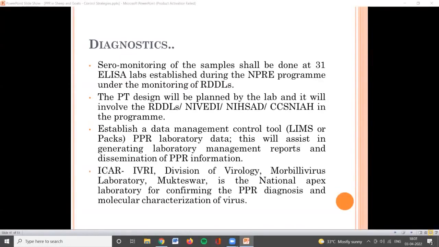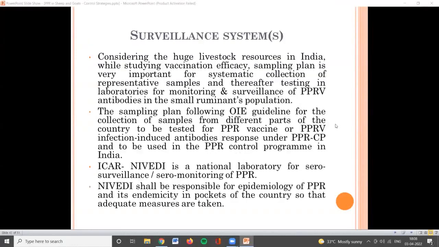Sero monitoring is going on at 31 ELISA labs established during the NPRE program. There is LIMS for PPR laboratory data. ICAR IVRI, Division of Virology, Mukteswar is the national apex laboratory for confirming the PPR diagnosis. The surveillance system is also going on. The sampling plan is as per OIE guidelines. ICAR NIVEDI is the national laboratory for the sero monitoring of PPR.